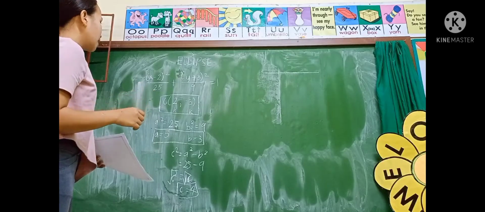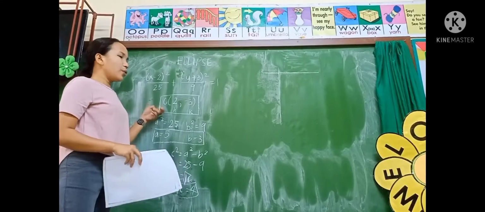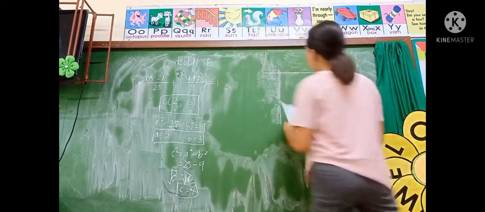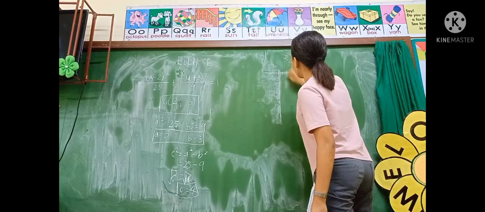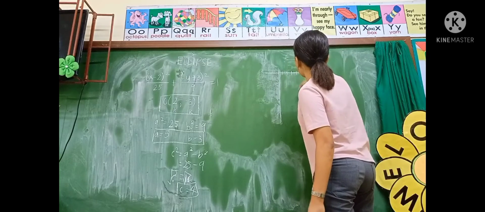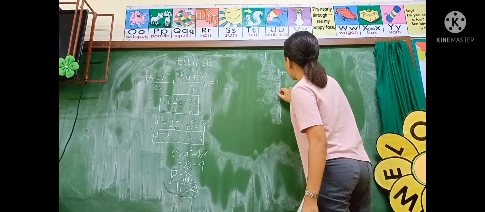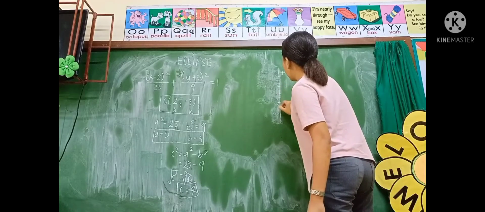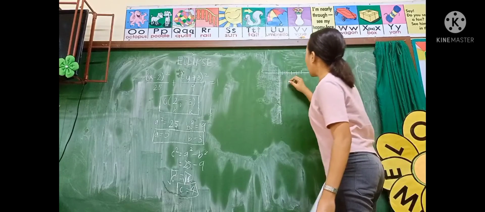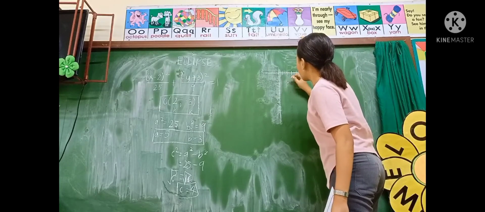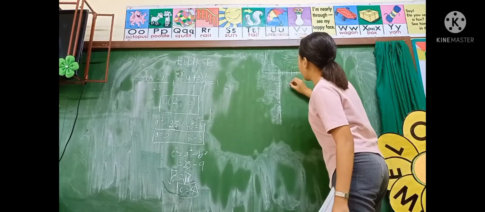And mag-graph muna tayo. So ang ating center is 2 and negative 3. So let's find the 2 and negative 3 here. So 1, 2, 3, 4, 5. 1, 2, 3, 4, 5, 6, 7, 8, 9, 10. So 2 and negative 3. 1, 2, 1, 2, 3. We have now the center.